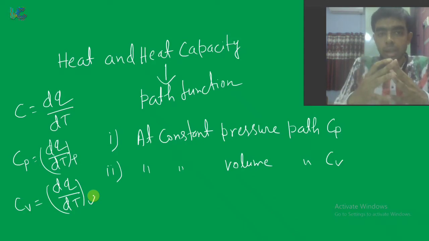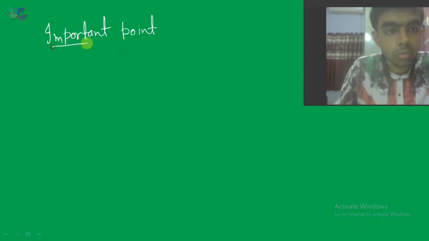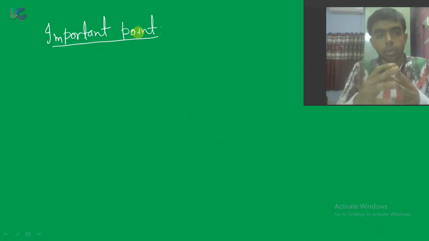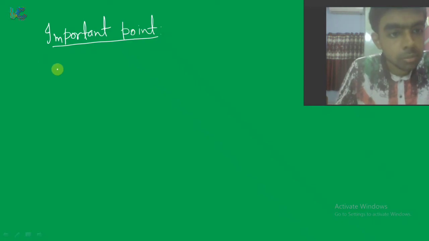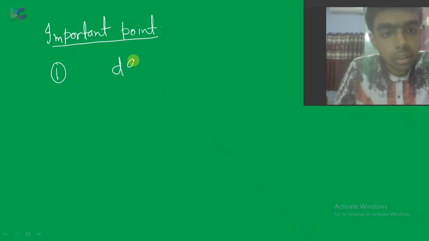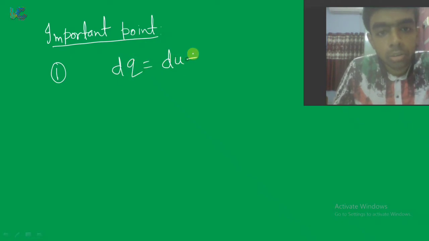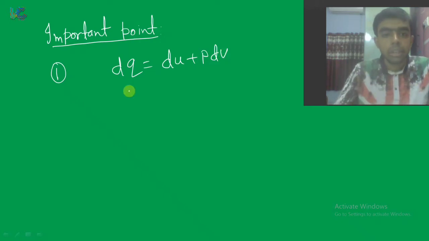Now we will talk about some important points regarding heat and heat capacity. The first point is, from the first law of thermodynamics, you can write dq is equal to dU plus PdV, where work is equal to minus PdV. This you know. From the first law you can write dq is equal to dU plus PdV.